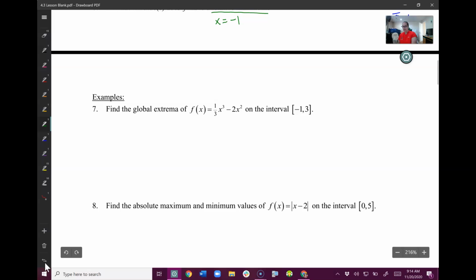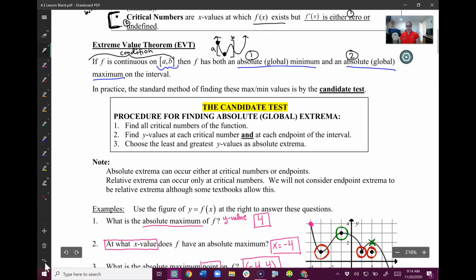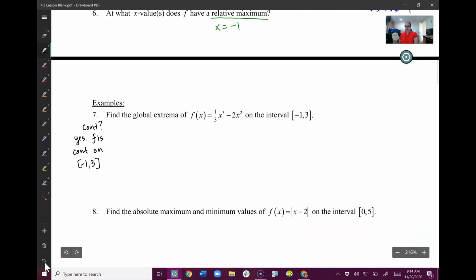Yes, f is continuous on the interval stated. So the extreme value theorem applies, which means we're guaranteed to have an absolute min and an absolute max. So what we need to do is find them. And we find them by using the candidate test. So step 1, find all critical numbers of the function.